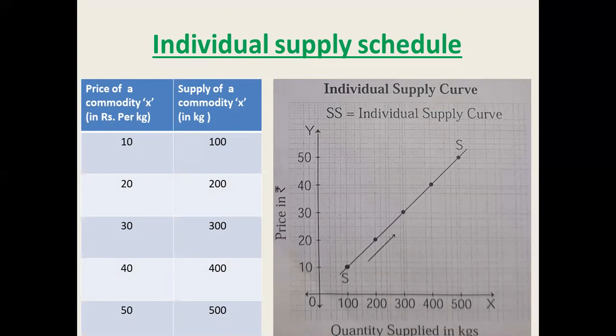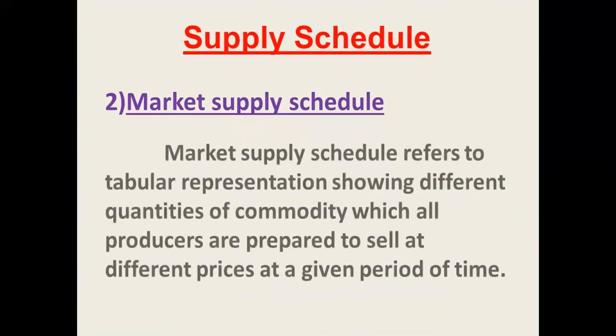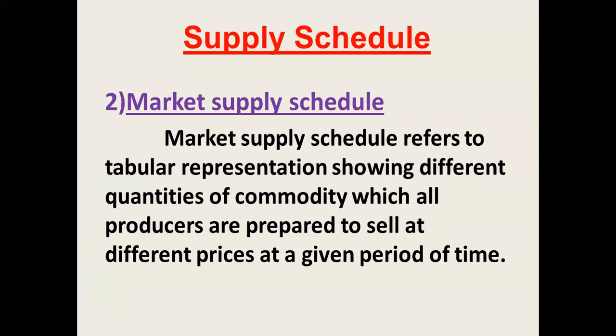So let's discuss the second schedule of supply. It's the market supply schedule. It refers to a tabular representation showing the different quantities of a commodity which all producers are prepared to sell at different prices at a given period of time. It is obtained by the horizontal summation of all individual supply. This is explained with the help of the table given below. It's assumed that the market consists of three sellers: seller A, seller B, and seller C.